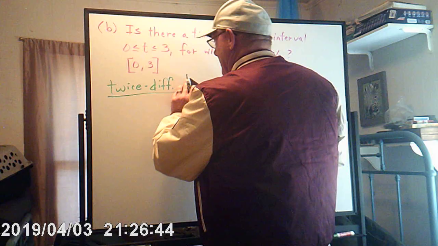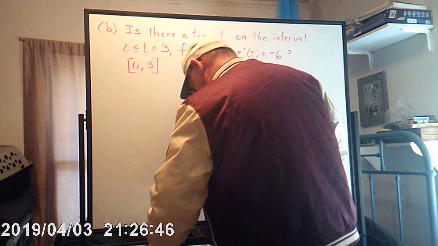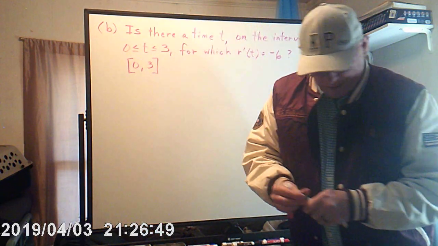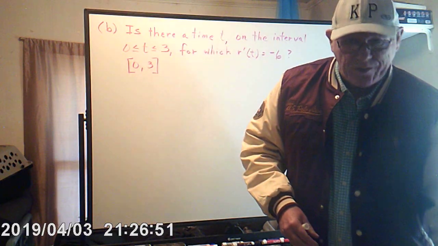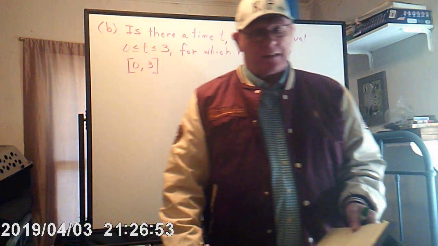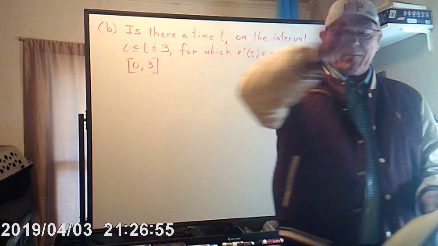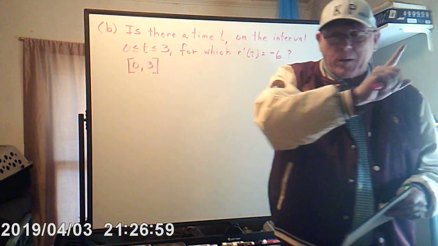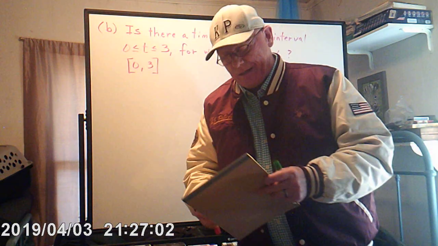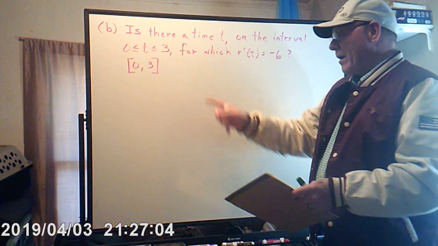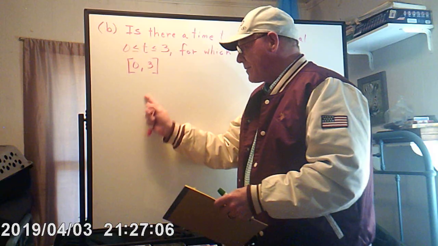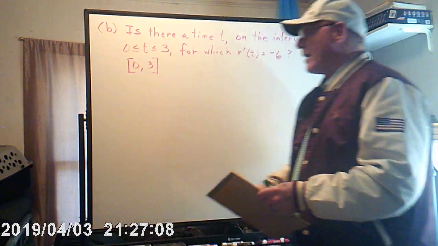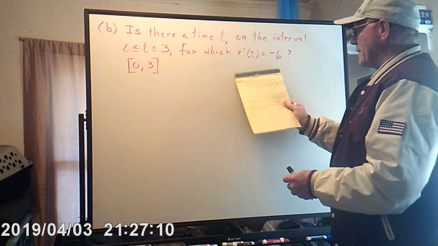This is what I said, and I'm going to put it in the order that I've got. You've got to say something about continuity. Otherwise, IVT is out of the question. There's a number in between because it is continuous. There is a number somewhere in there such that r prime at t equals -6. So that's what we're looking for.